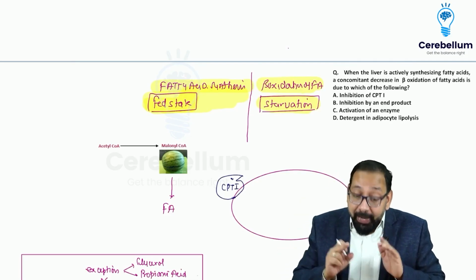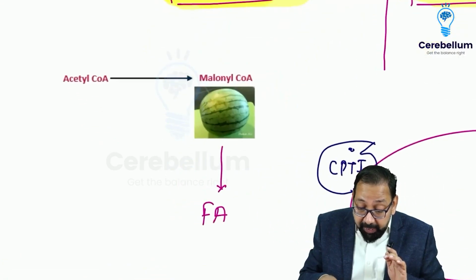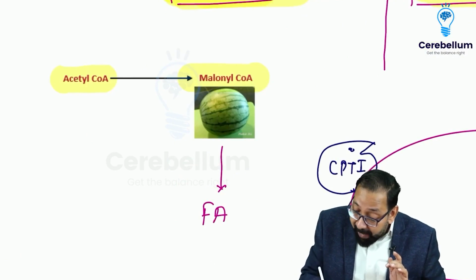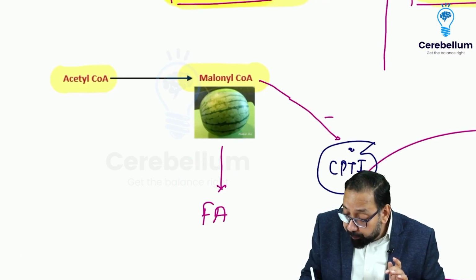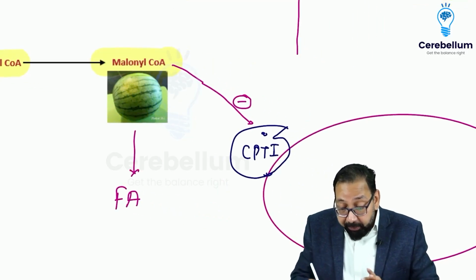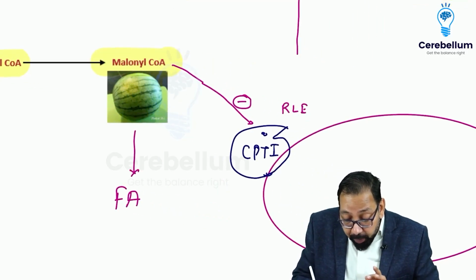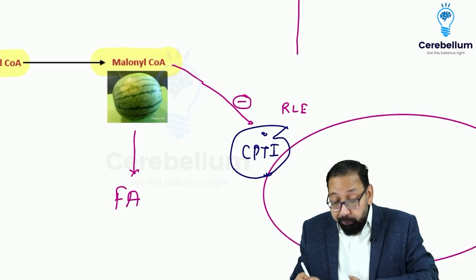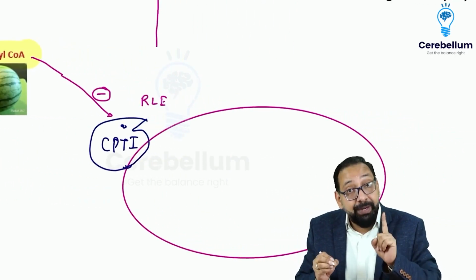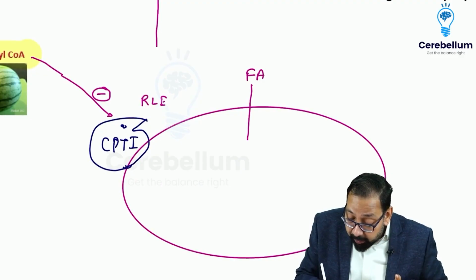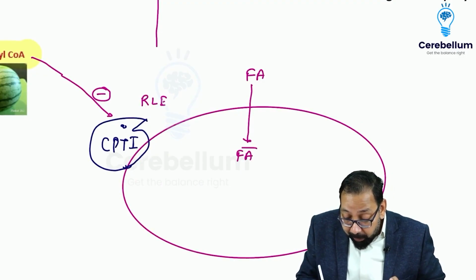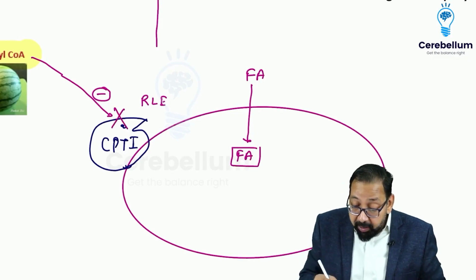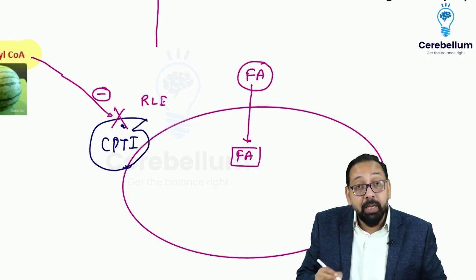So we found that when fatty acid is being synthesized, acetyl coenzyme A is converted to malonyl coenzyme A. This malonyl coenzyme A is an inhibitor of CPT1. And CPT1 is the rate limiting enzyme of fatty acid oxidation, or beta oxidation of fatty acids. You know, for beta oxidation, fatty acids must enter the mitochondria with the help of carnitine and CPT1. So if CPT1 is inhibited, beta oxidation will not occur in the fed state.